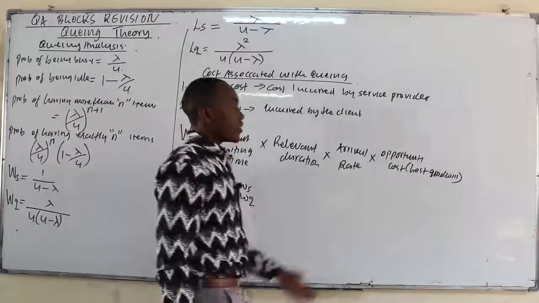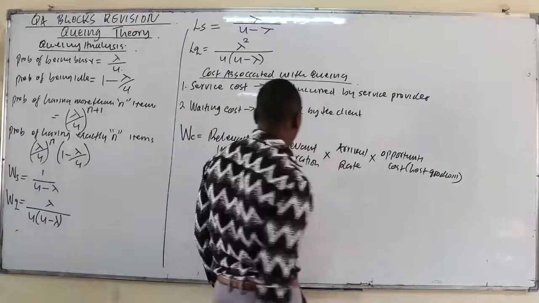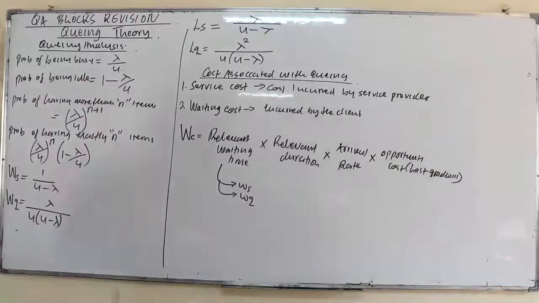Then the arrival rate and the opportunity cost. In case you missed that, you can take a screenshot of it before we do some illustration from the past papers.